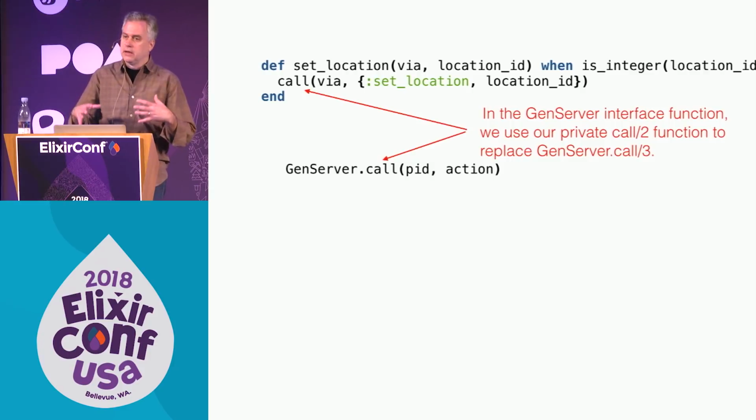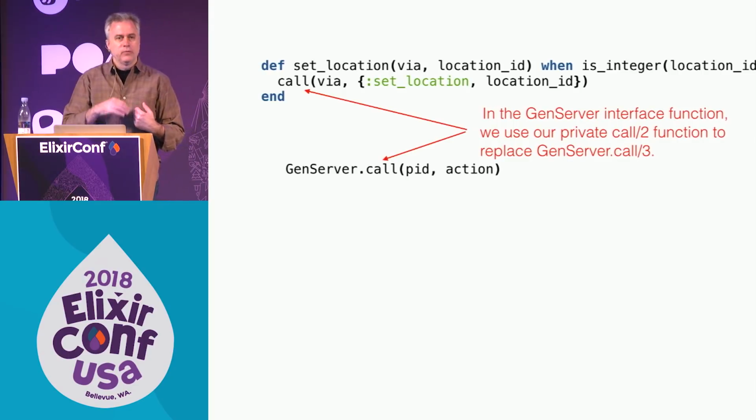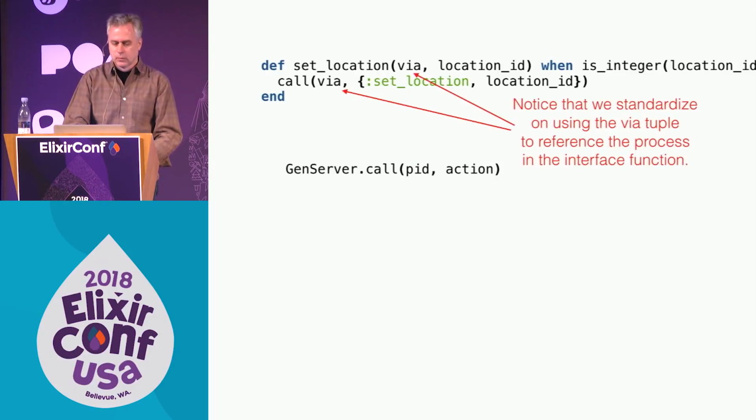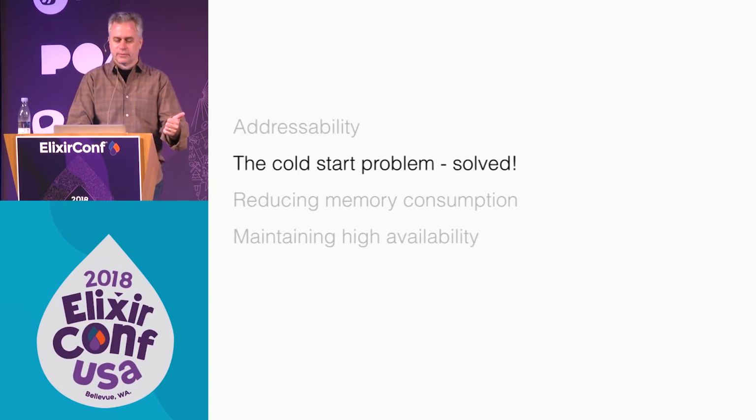Inside the GenServer public functions, we pull out GenServer.call because we don't need it anymore, and we substitute our own private call function, right? That will always go through the one that we just saw, and we'll always ensure that we have a PID to send the message to. So we standardize, again, on any public-facing functions: they will always get a via tuple, not a PID. We'll work on getting the PID inside the GenServer itself and pass it on. All right, cold start problem solved. I don't have to worry anymore.